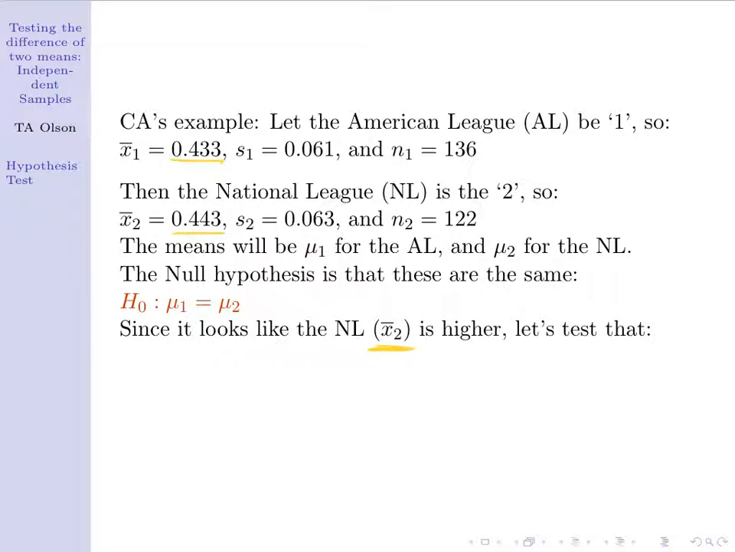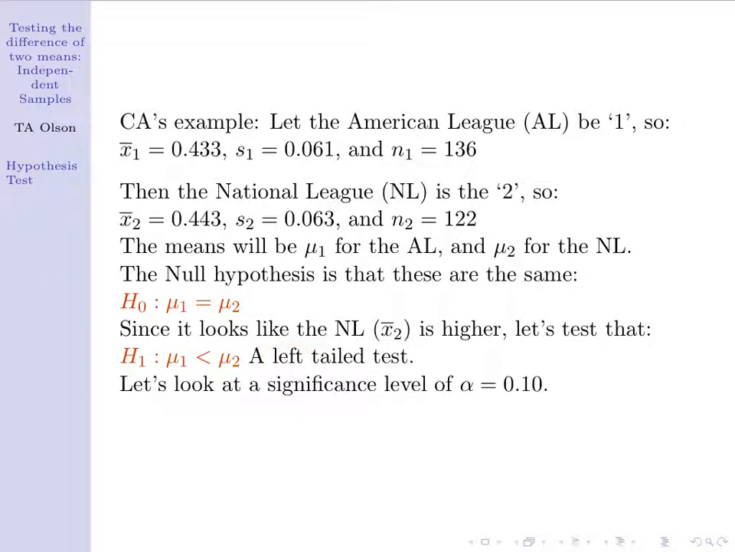0.443 is higher than 0.433. So let's do that test. Let's assume that the populations follow these samples, right? mu2 is larger than mu1. Our arrow is pointing left, so this is going to be a left-tailed test. All right, so let's choose a level of significance. This really isn't that important, so let's keep a high level of significance. All right, let's look at a significance level of 0.1.